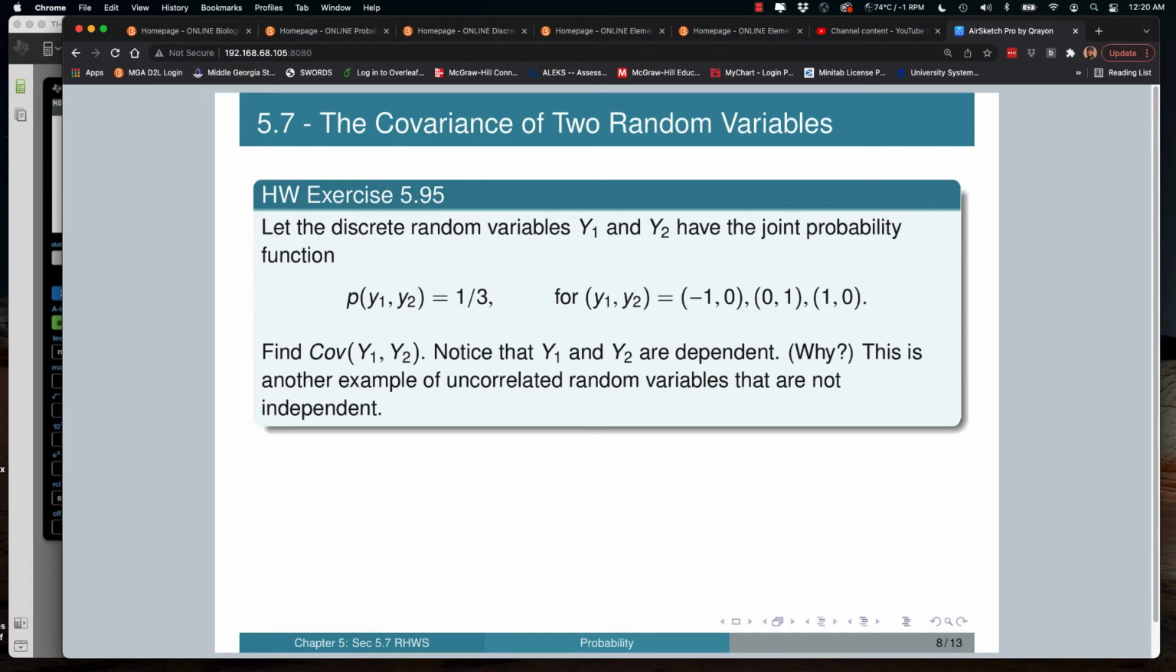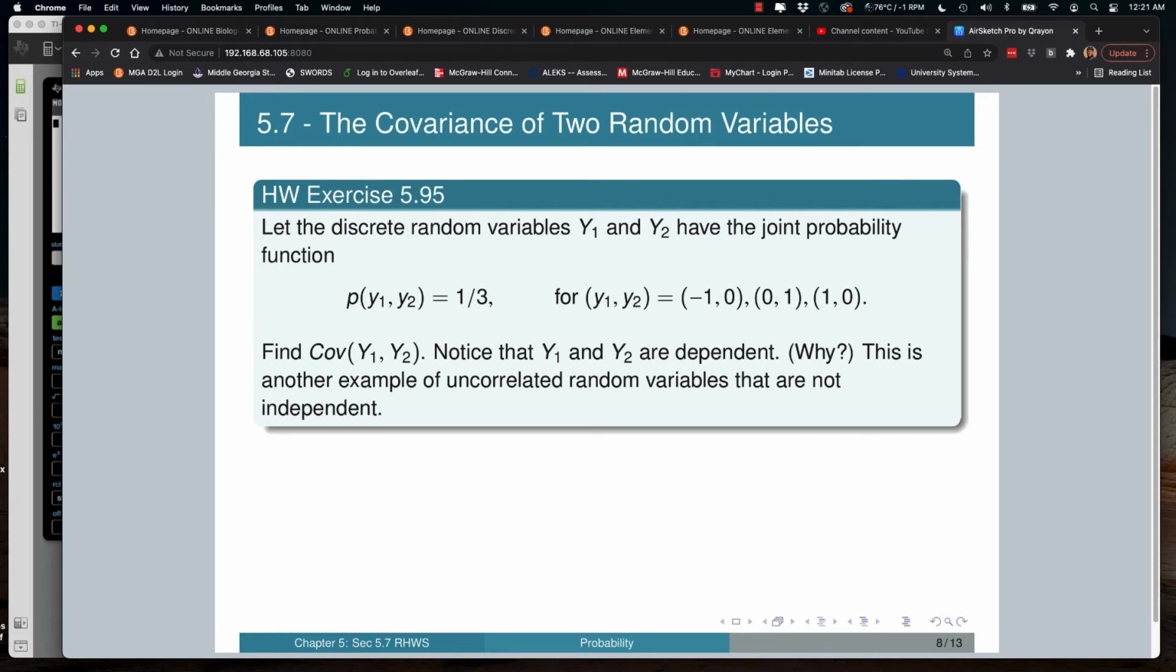Okay, so exercise 5.95 says, let the discrete random variables y sub 1 and y sub 2 have a joint probability function p of y sub 1, y sub 2 equals 1/3 for the ordered pairs y sub 1 and y sub 2 when they equal -1, 0, 0, 1, and 1, 0. It says find the covariance, and they also give us a notice that y sub 1 and y sub 2 are dependent and ask us why, and says this is another example of uncorrelated random variables that are not independent. So this is kind of like the very last example we did in 5.7 lecture.